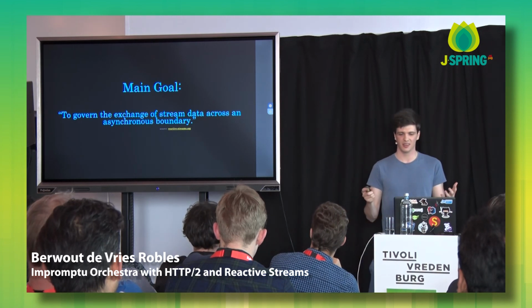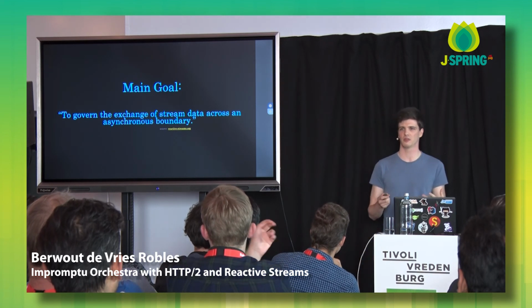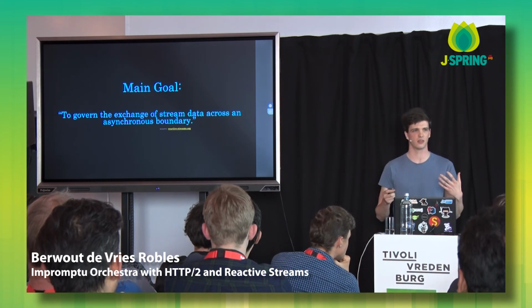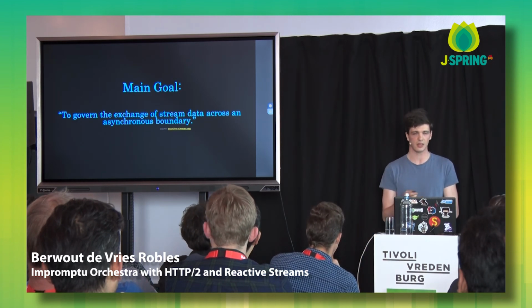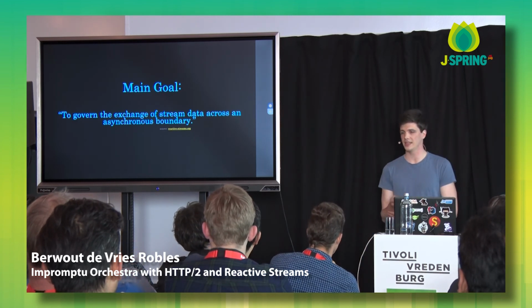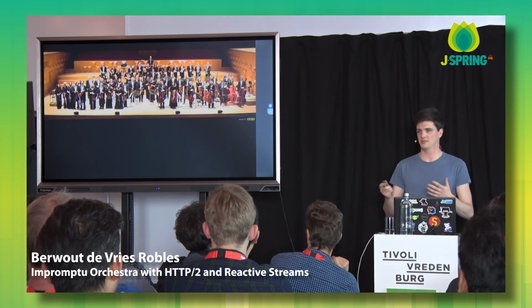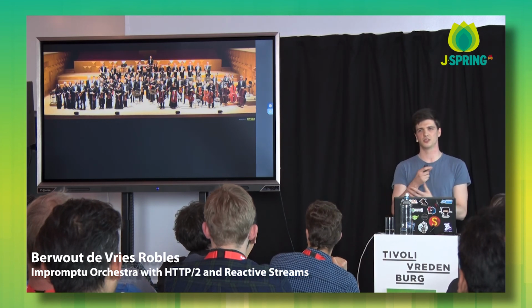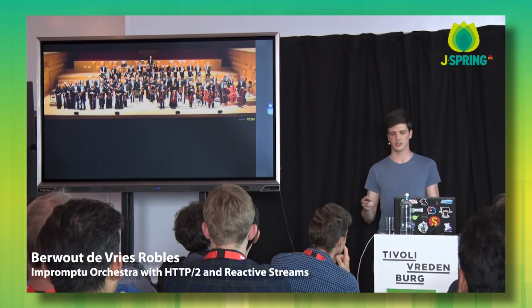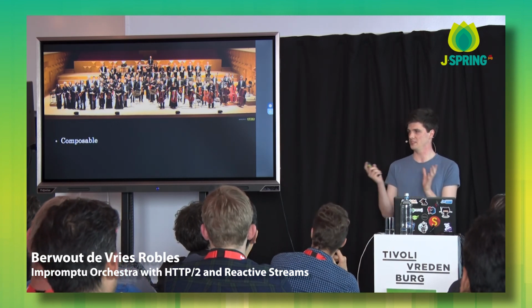So I figured I need some sort of real-life metaphor for this concept of asynchronous stream data. And I figured, what can I use? And I landed on an orchestra. And I'm going to lay these terms we just saw side by side with the orchestra just to see how they fit, basically. OK, so composable is pretty obvious in an orchestra, right?